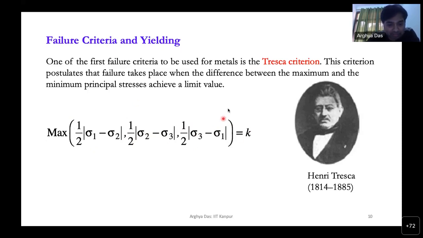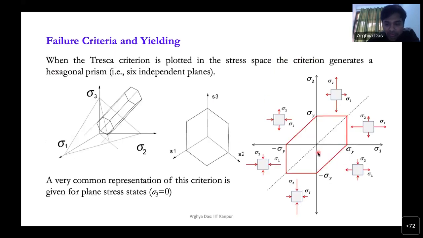Now this criterion can actually be drawn in a 2D scenario. This is the 2D scenario you can see on the right hand side, the sigma 1, sigma 2 plane. We draw this failure criteria, and it takes a hexagonal shape. If we plot the same thing in three dimensions, we see not only the hexagonal shape but a cylindrical surface. The cylinder is perpendicular to the octahedral plane and parallel to the I1, the first invariant of the stress axis, or the T axis. So this is the Tresca failure criteria.